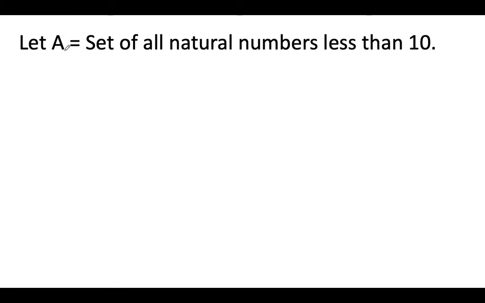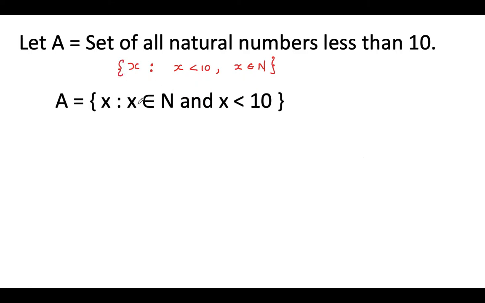Suppose I want to write a set A where A is the set of all natural numbers less than 10. So I start with a lowercase letter, let me say x. I put a colon and then I write the condition. What is the condition? This x must be a natural number and this x must be less than 10, and we enclose them within the curly brackets. That means the set A is x such that x belongs to N and x is less than 10. Let's look at another example.